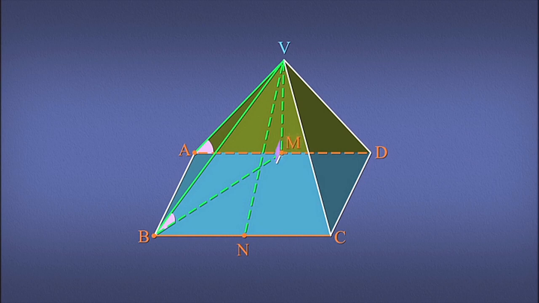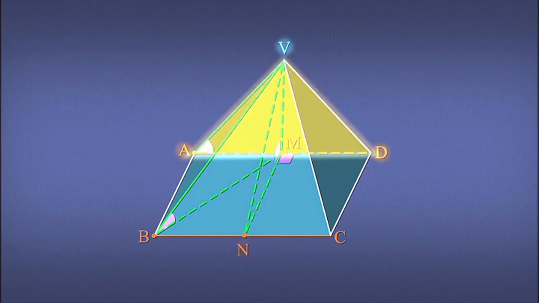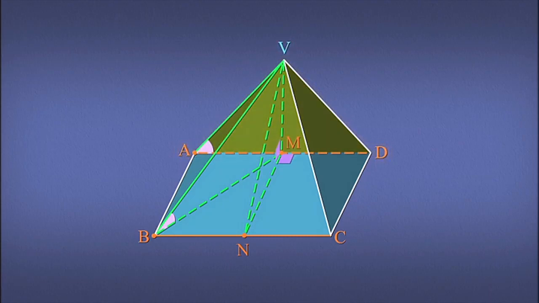Since M is the midpoint of AD and N is the midpoint of BC, NM is perpendicular to AD, NM is also perpendicular to the plane VAD. Point V is the point of intersection between the straight line VN and the plane VAD. VM is the projection of VN on the plane. Angle NVM is the required angle between the straight line VN and the plane VAD.